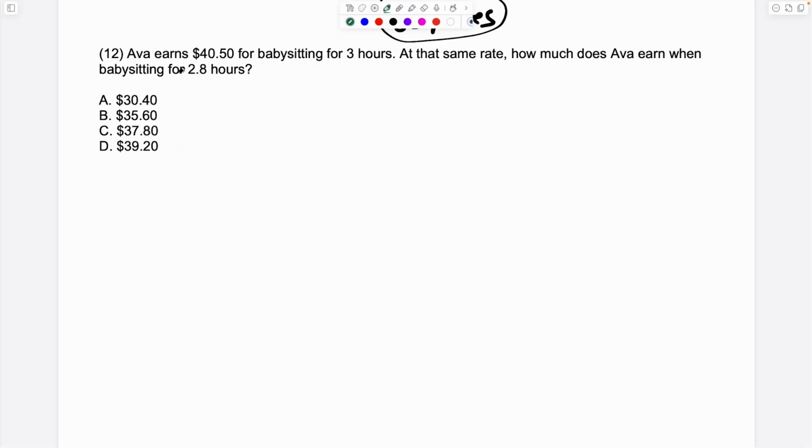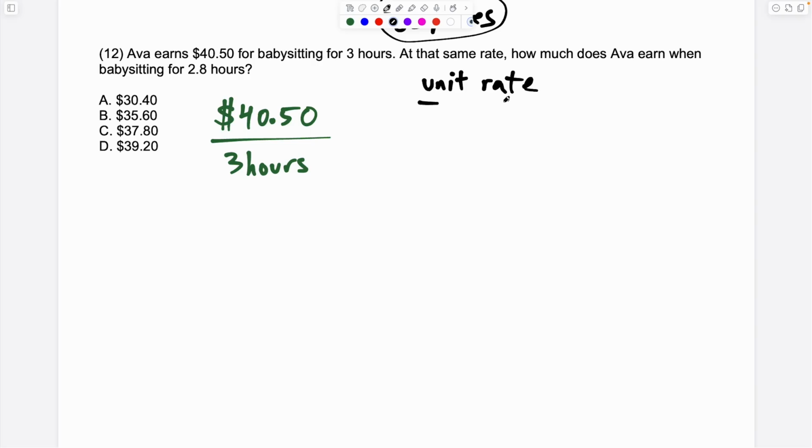Question 12, Ava earns $40.50 for babysitting for 3 hours. At that same rate, how much does Ava earn when babysitting for 2.8 hours? For this one, we're told in the beginning that Ava earns $40.50 for babysitting for 3 hours. So what we're going to do with this information is set up this rate, and this is going to help us find the unit rate, which means how much money Ava earns for 1 hour. So how many dollars does Ava earn per hour?